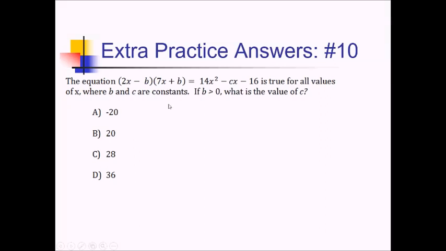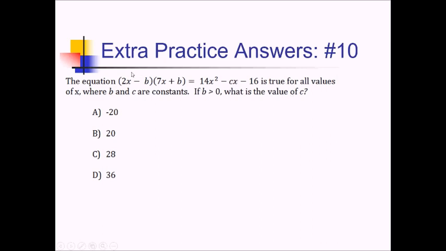For this kind of wacky problem, we have this weird equation, 2x minus b times 7x plus b equals 14x squared minus cx minus 16, true for all values of x, and they're telling us b and c are constants, and b is positive. Based on this, we want the value of c. All right, so really the only way to do this is to simplify the left side of the equation and try to write it in this form over here, and hopefully that should give us some insight on what b and c are, and based off of that we ought to be able to get the answer.